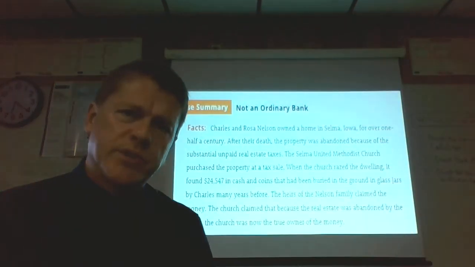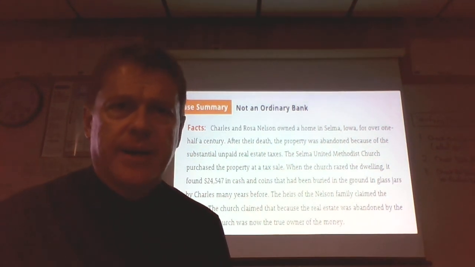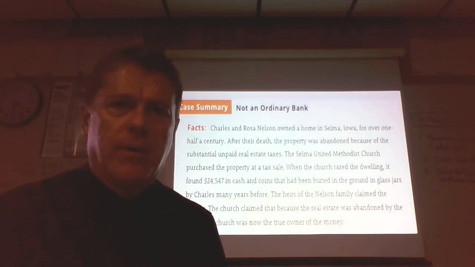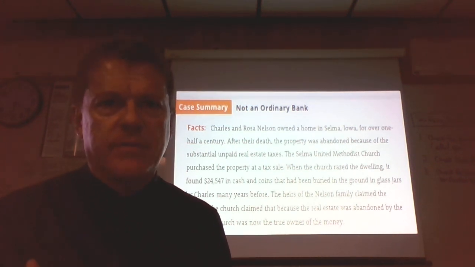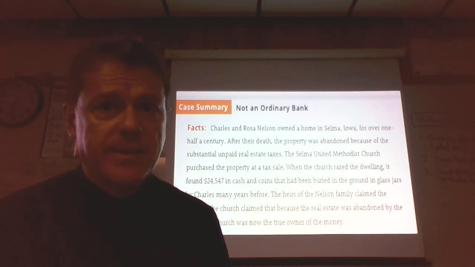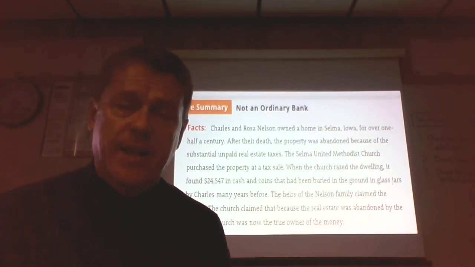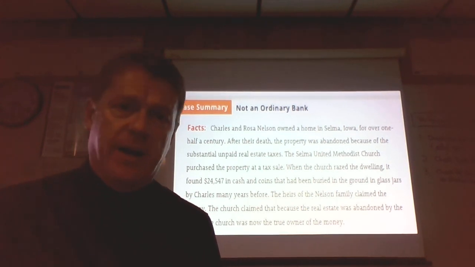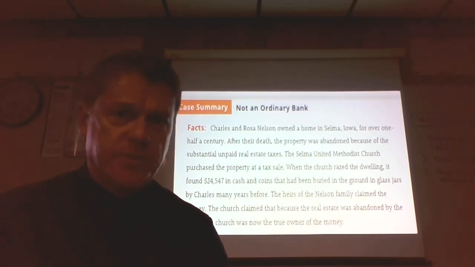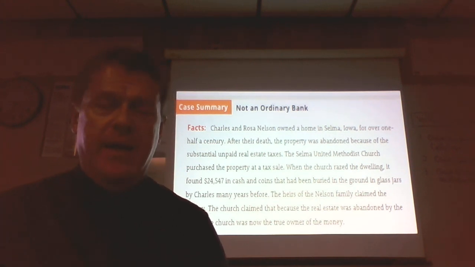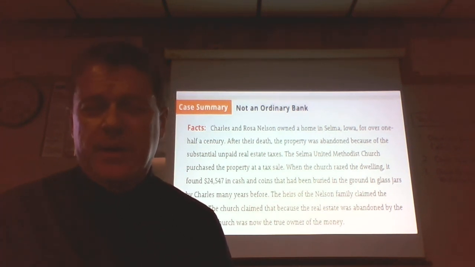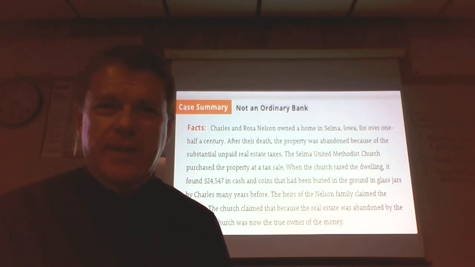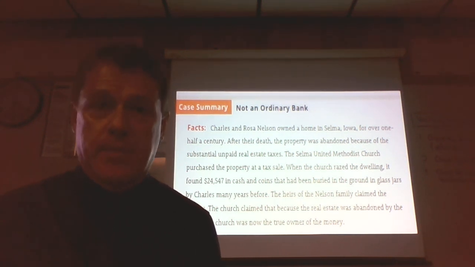The Not an Ordinary Bank was a really interesting case years ago in Selma, Iowa. There was this elderly couple, and they had an unusual habit of saving their money. Instead of banks, they put their money in jars and buried it in the backyard, and didn't tell anybody. Years pass, they die, and the family members didn't want the property because it was an old rundown house, and they didn't want to pay the back taxes that were owed on it. So they didn't claim it.